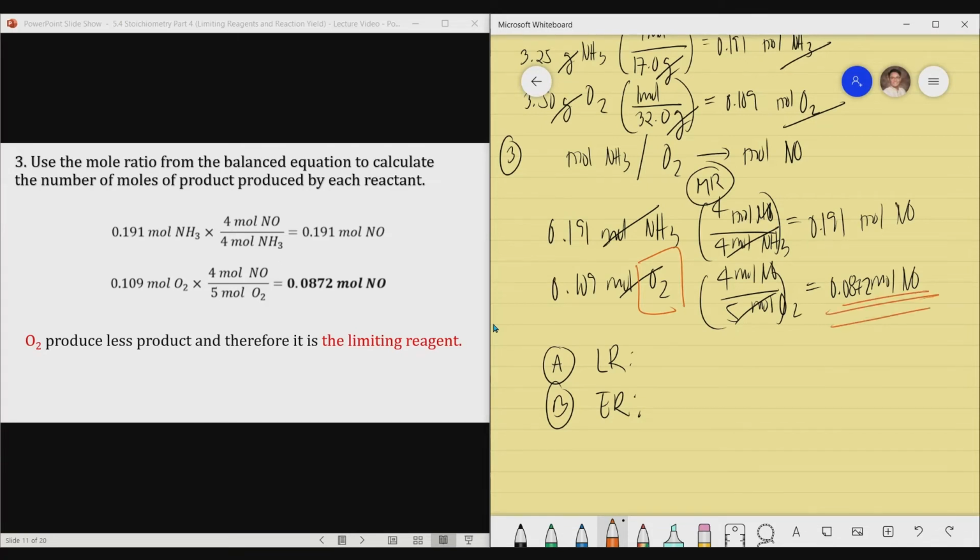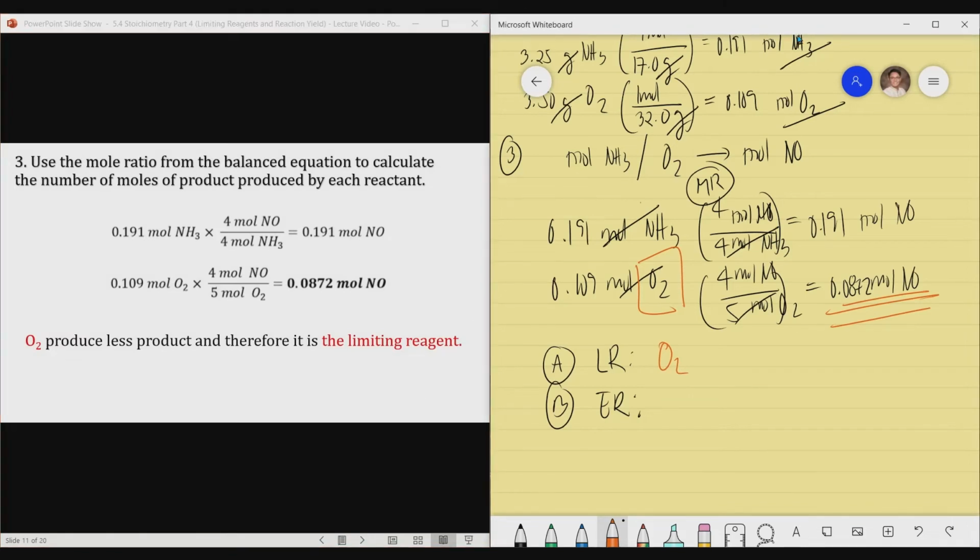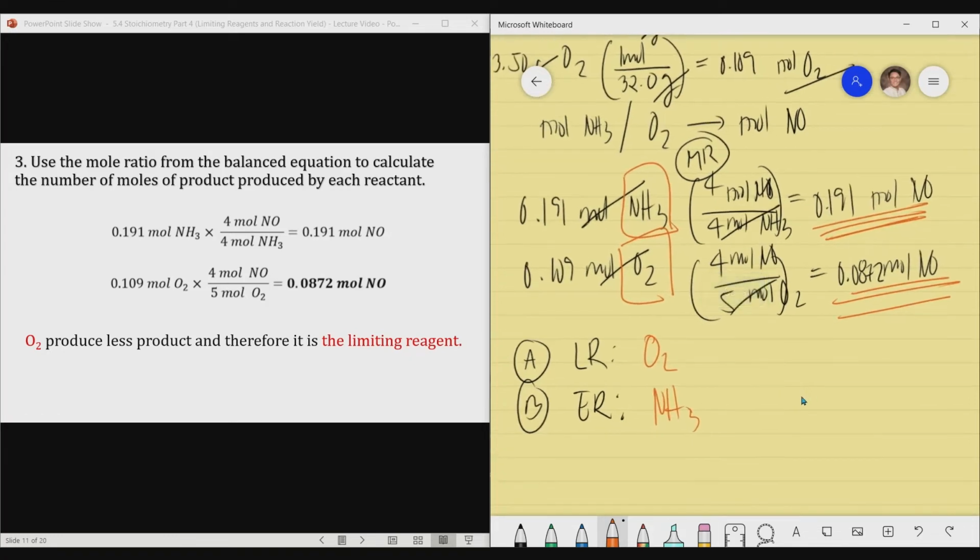0.0872. Dahil mas mababa ang na-produce ni O2, si O2 ang ating limiting reactant. And then, dahil si NH3 ay mas mataas ang kanyang nabuo or naging answer, 0.191, our NH3 will be our excess reactant. So at this point, letter A and B determining the limiting reactant and excess reactant are now answered. Let me repeat how it was determined.